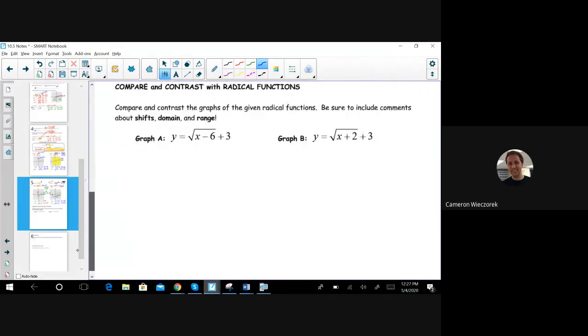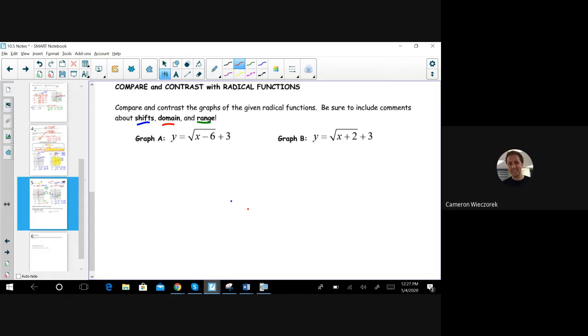Let's do a compare contrast question. They give you 2 graphs, or really 2 equations. They don't give you the picture. You want to compare and contrast these graphs of these radical functions. We want to talk about where they are shifting in terms of left, right, up, and down. What's the domain of each one? What's the range of each one? One way you can do that, if you really want to, is just graph both of them on your calculator and compare the pictures.